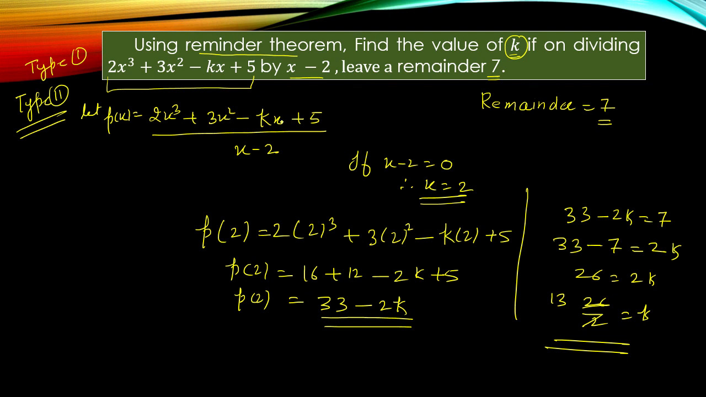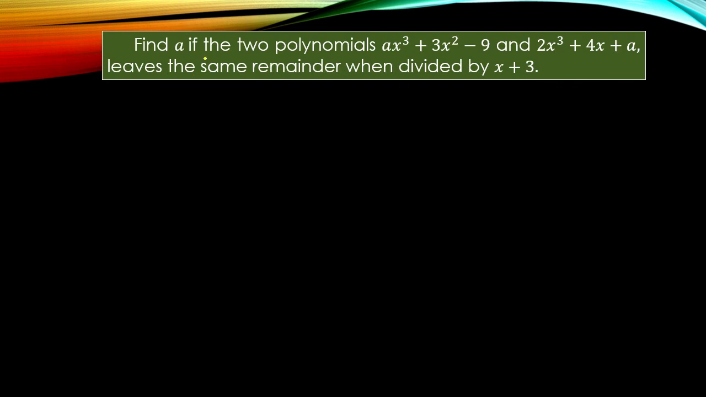Now the remainder theorem is useful to get the constants. Now let's see a new example. Here we have a question in which we have to calculate a missing number. Find a if two polynomials, this one and this one, leave the same remainder when divided by x plus 3. If both the polynomials are separately divided by x plus 3, both are leaving the same remainder, then we have to find the value of a.